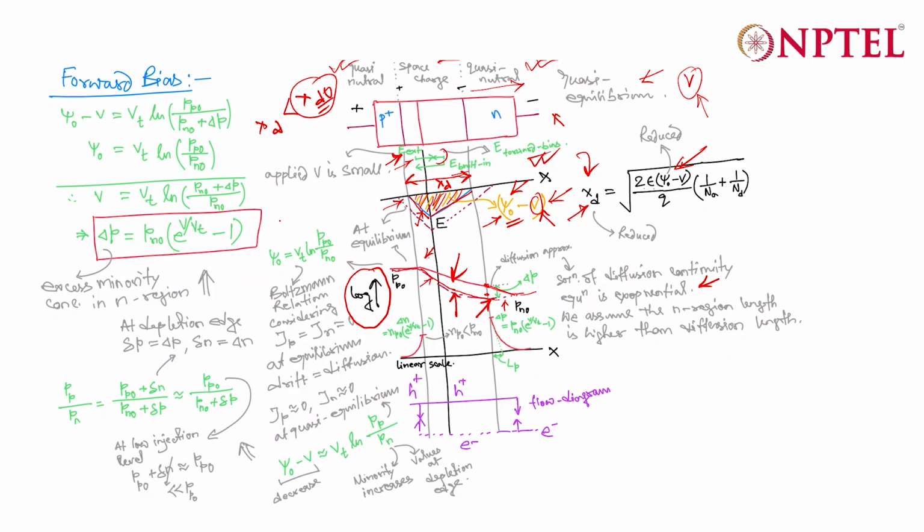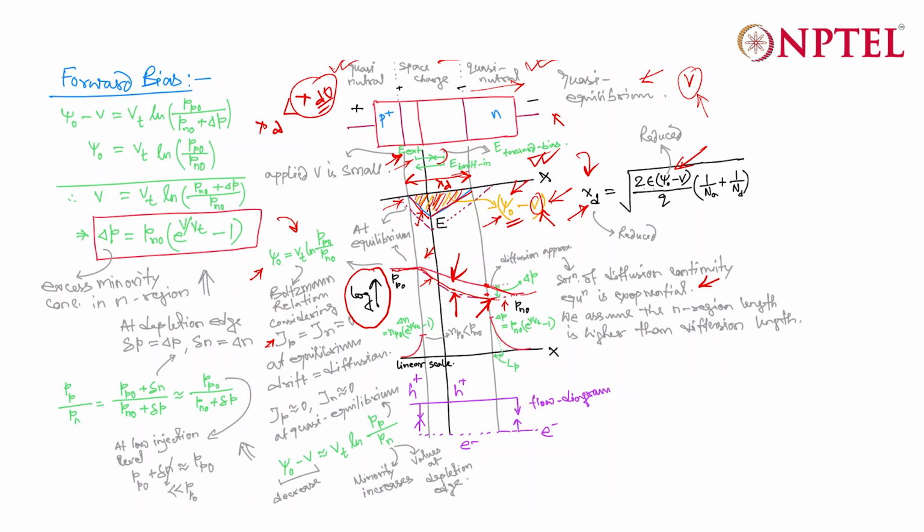That is the Boltzmann relation under equilibrium, right? When you consider Jp and Jn equal to 0, you can apply this particular Boltzmann relation. We already have seen the Boltzmann relation previously. If you don't remember, kindly go to those lectures and have a look. Now, in this case, why are Jp and Jn equal to 0? Because your drift is equal to diffusion.